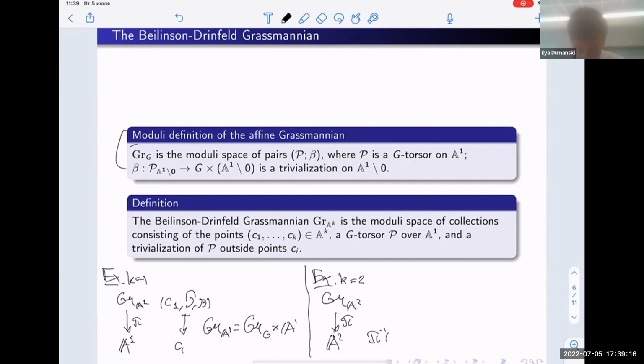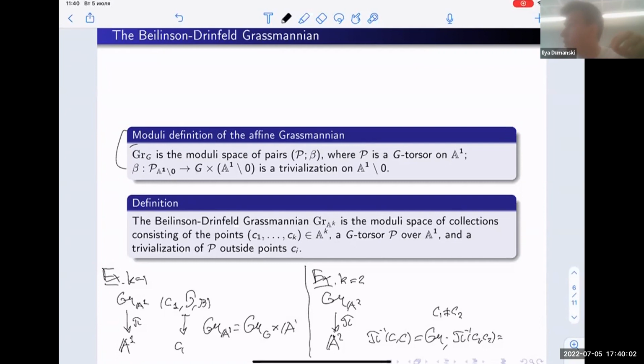Then we again get that the fiber of this point is the moduli space of G-torsors and a trivialization away from this one point C. That is again the affine Grassmannian. However, take a point with distinct coordinates, C1 and C2, where C1 is not equal to C2. And then the fiber over this point is the moduli space of G-torsors and a trivialization away from these 2 points.